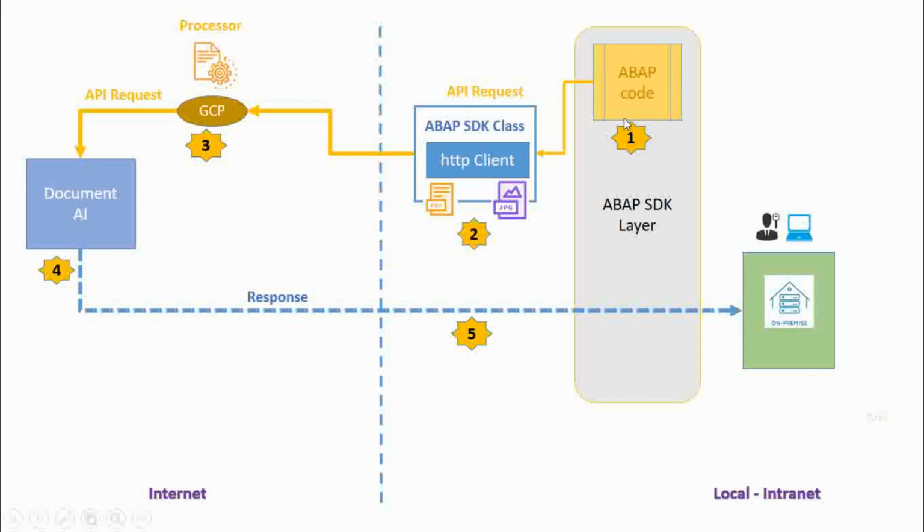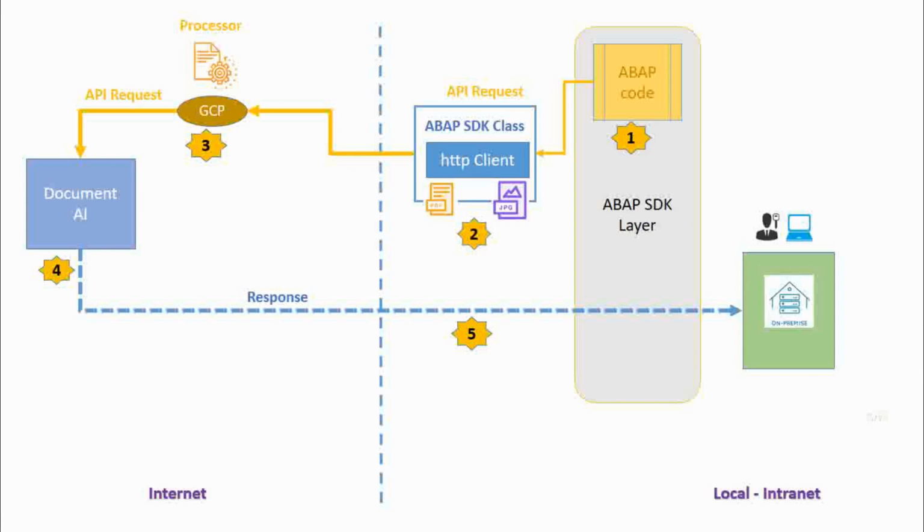The ABAP code I will write in an ABAP class. I will attach my PDF document. For whatever processor I create, I will have an ID of it, and that ID I will refer to in this class. Then I will send a request. The request will go to the Document AI API, which will read the document I attached, whether it is a PDF or JPEG document, and return the values back to me. This is what I intend to say.